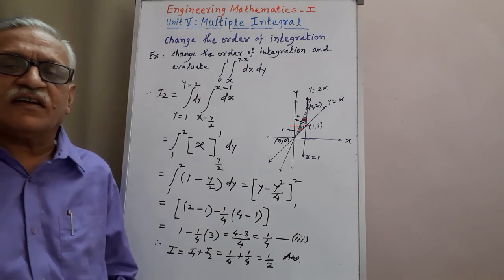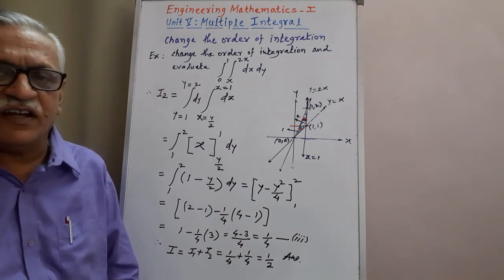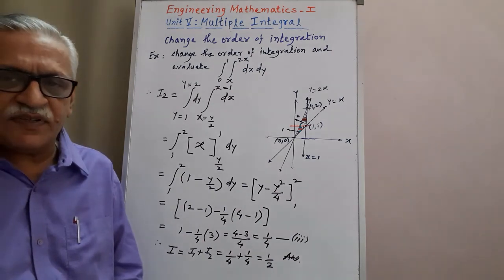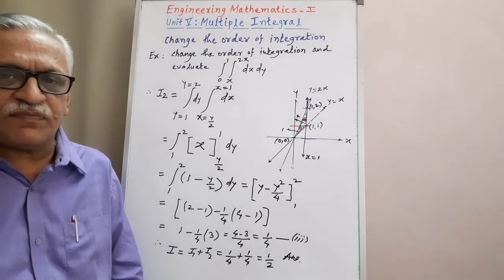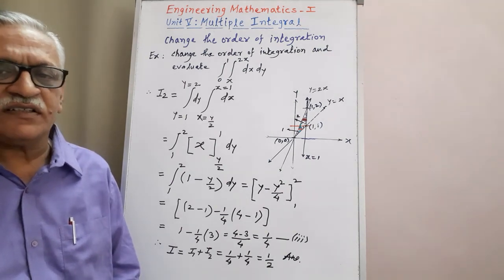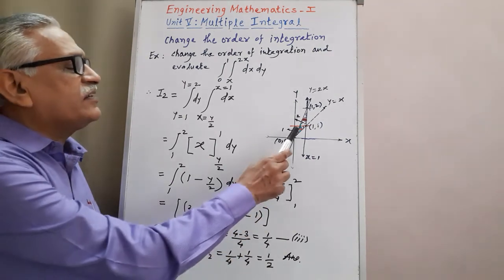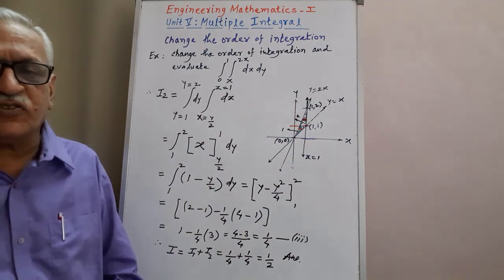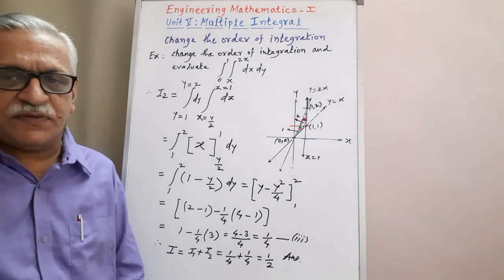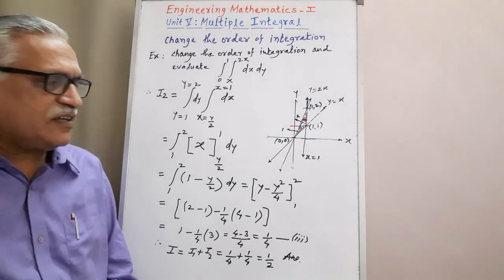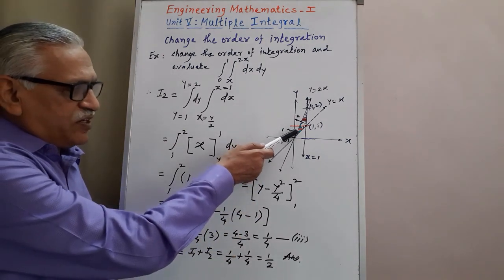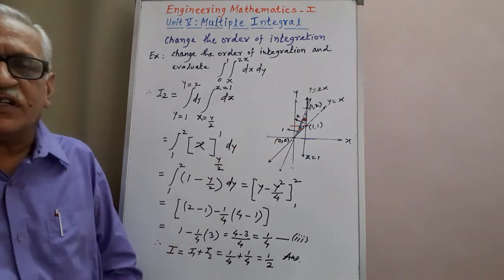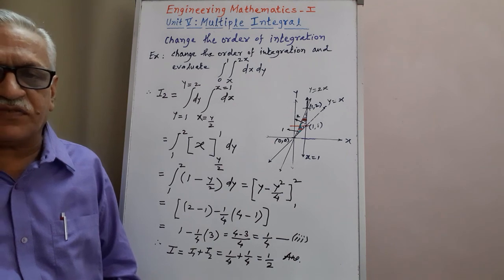This is the way in which we change the order by changing the strip, and as per the new strip we perform the double integration. Here that region is divided into two parts, region 1 and region 2, and that's why I have shown two separate strips parallel to the x-axis. We find I1 for region 1, we find I2 for region 2, and then the sum of those two is the value of that double integration.